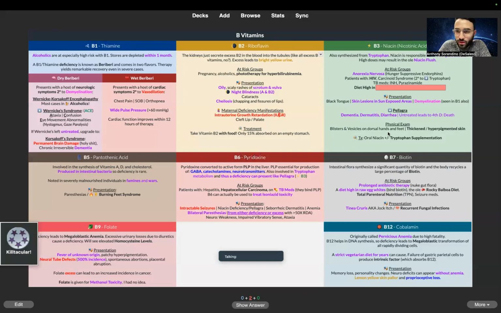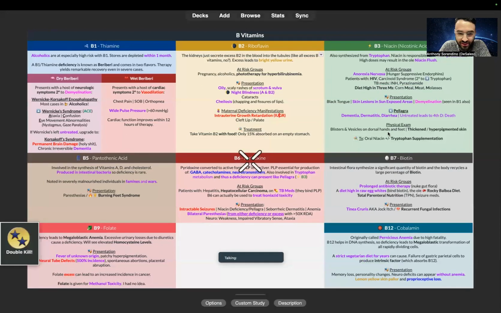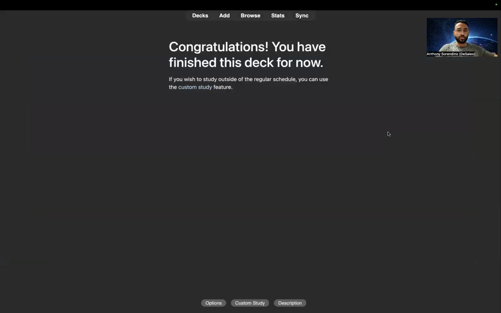Yep. Diet high in molasses, cornmeal, and let's see, meat. Okay. Folate excess can cause that increased incidence in cancer. There it is. Oh man, 329.